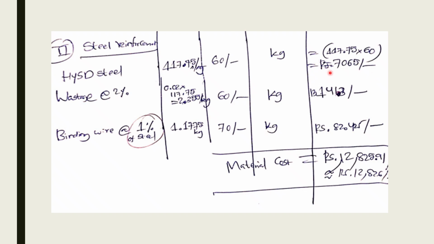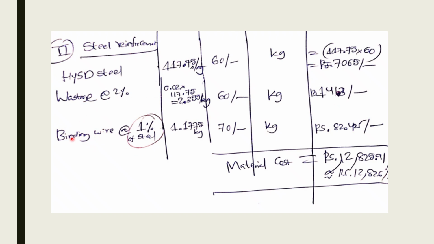Price of steel. And for wastage, we have to consider a wastage of 2%. 2% means 0.02 into the quantity, 117.75. So multiplying that, we get 2.35 kgs. What is the price of 1 kg? 60 rupees. So multiply 2.35 into 60, we get 141 rupees.